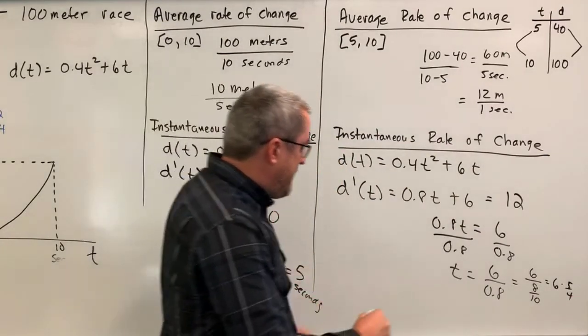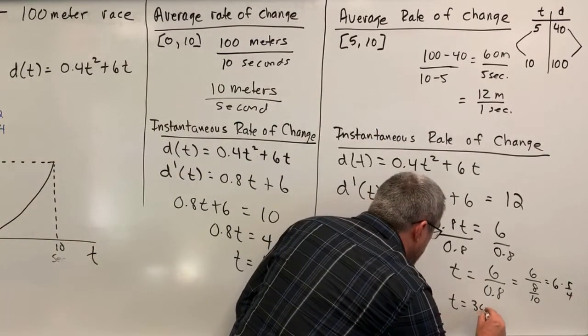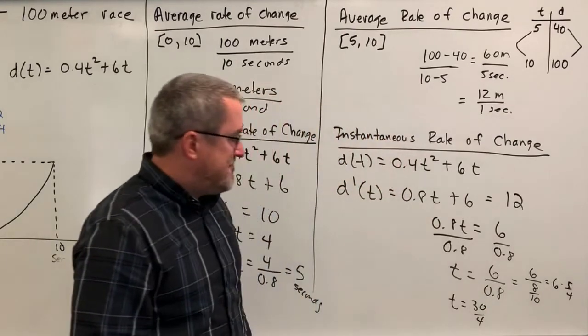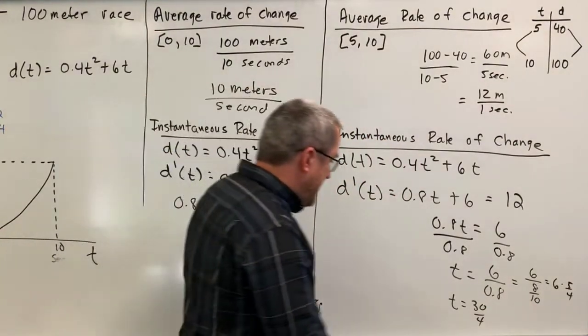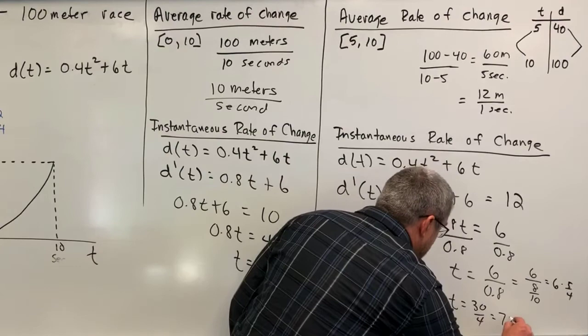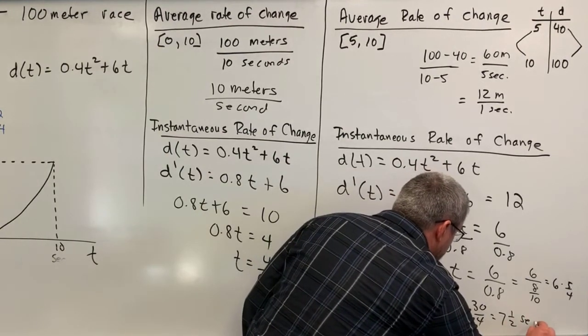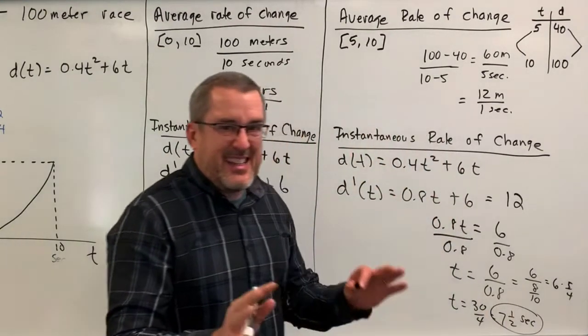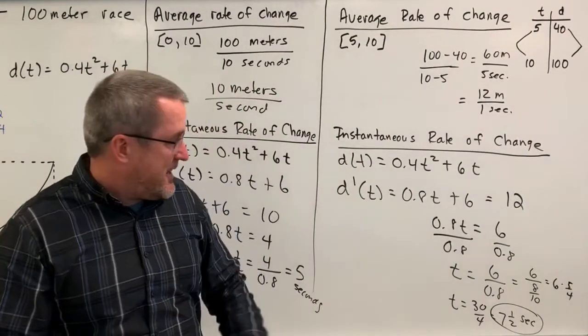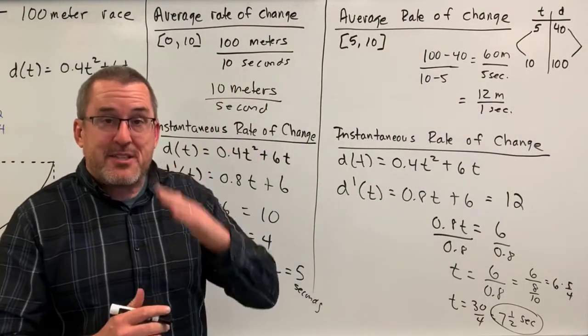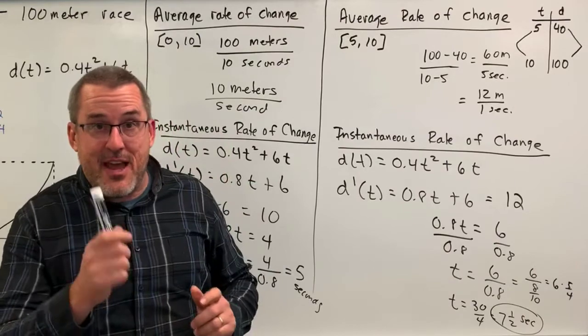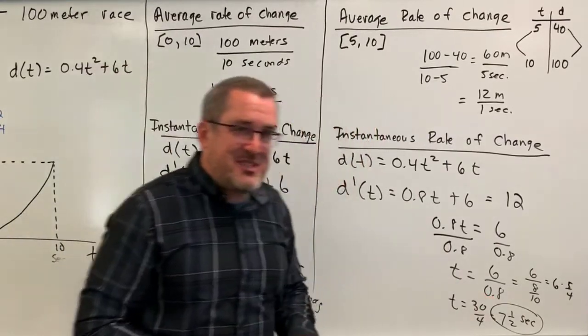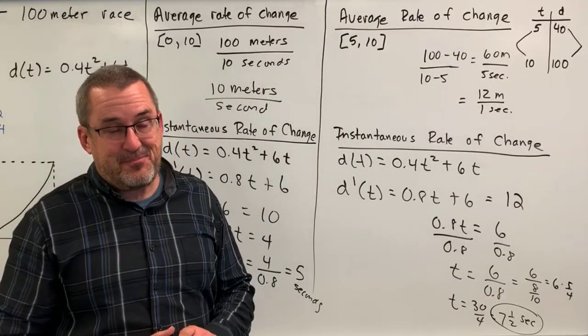6 times 5/4. That's like 30/4. That's not quite 7. That's about 7.5. So while on Desmos we estimated it to be around 7 seconds, the reality is that the rates of change, the instantaneous rate of change and the average rate of change were the same after 7.5 seconds.